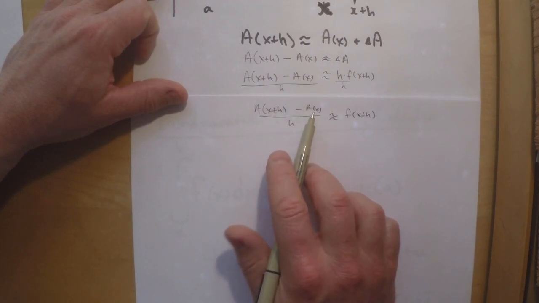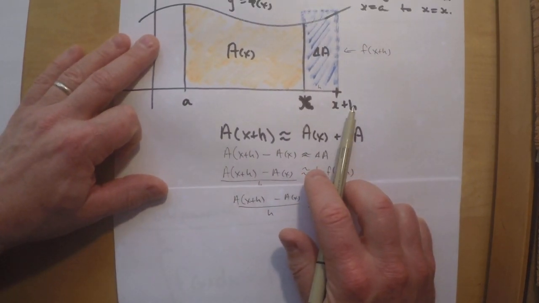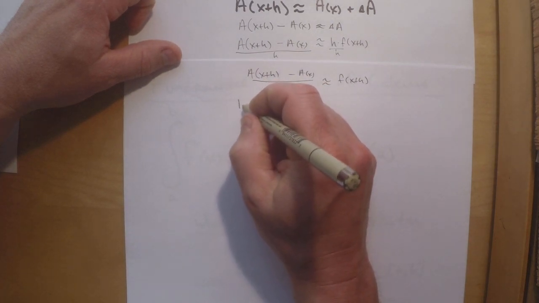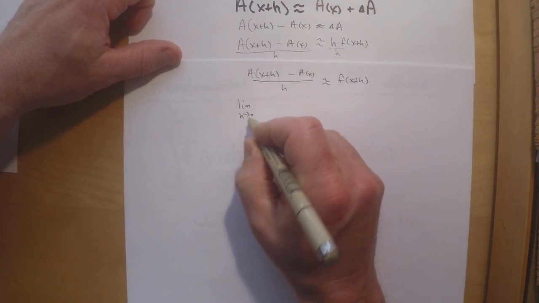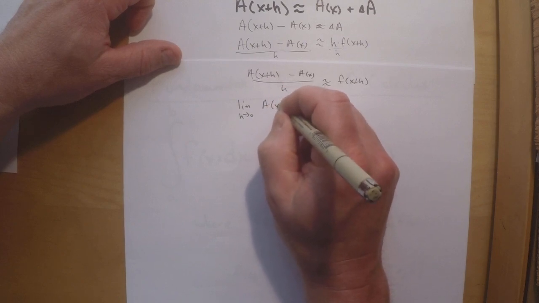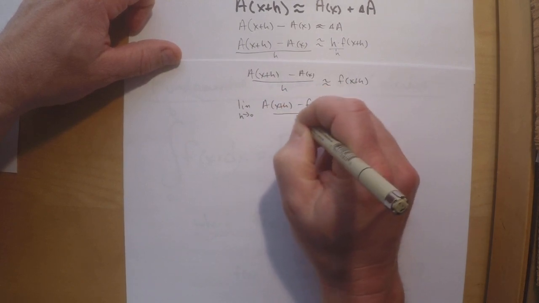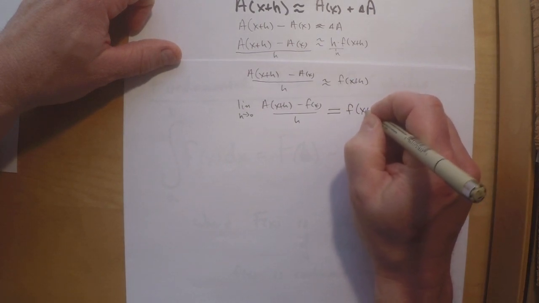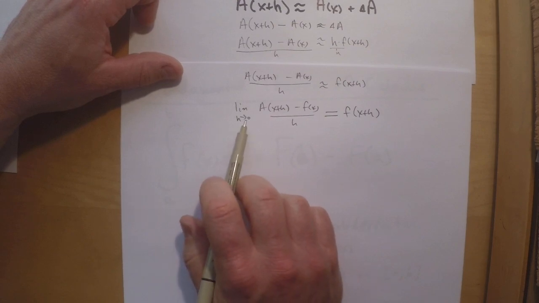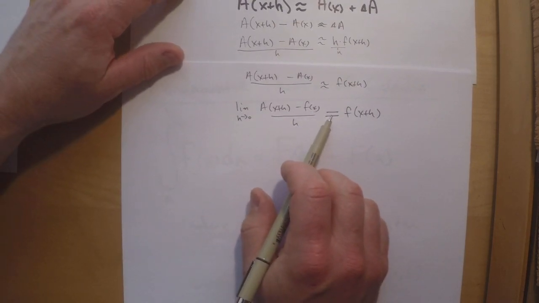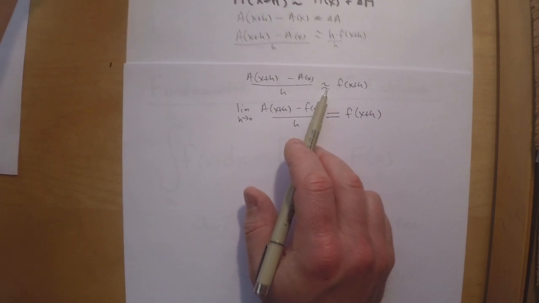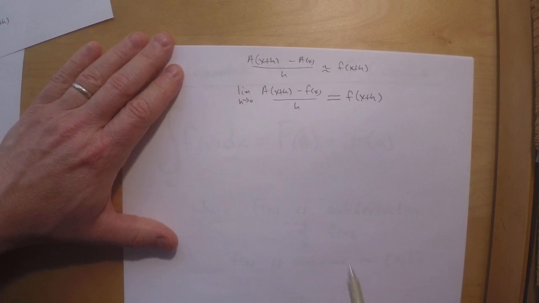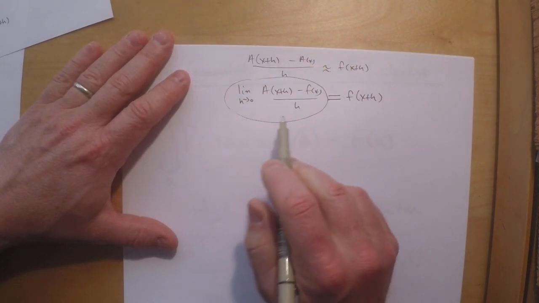And even more importantly, we want h here to get very, very small so there's no error. So if I make h go to 0, then this turns into an equals, because if h is approximately 0, then this is no longer approximate. They're pretty much equal if h is essentially 0. This is really interesting.